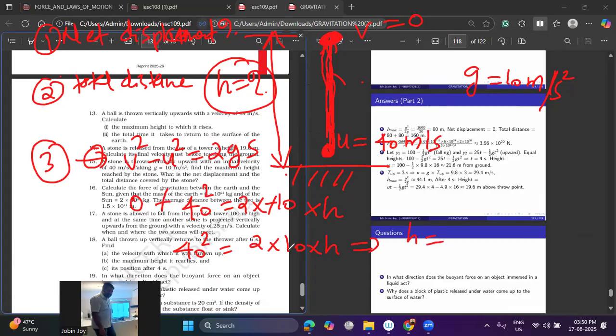So H is equal to, this will come here, 40 into 40 divided by 2 into 10. So H is equal to 80 meter.